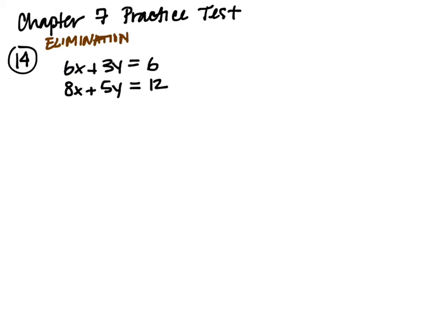I can also look at the y's to see if that's easier. I've got a 3 and a 5. And those are smaller numbers, so perhaps I'll work to eliminate the y's first, just based on the fact that they're smaller numbers.